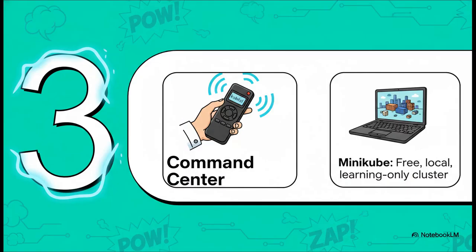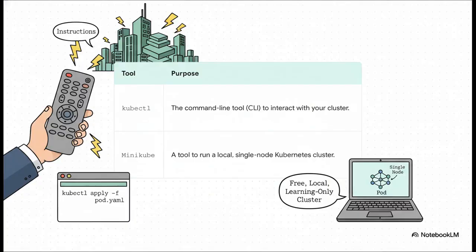Now, to start building in our Kubernetes city, you don't need some massive, expensive cloud account. Nope. You just need two essential tools, one to act as our command center, and another to build a little practice model of the city right on our own computer. And getting set up is way simpler than you might think. Kubectl. Think of it as your universal remote control. It's the command line tool you'll use to send instructions to any Kubernetes cluster, anywhere. And then there's Minikube. Minikube is awesome because it sets up a free, local, single-node cluster right on your laptop. This means you can learn, experiment, and deploy without ever worrying about a surprise cloud bill.